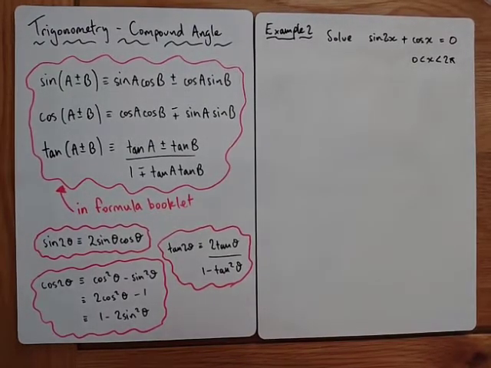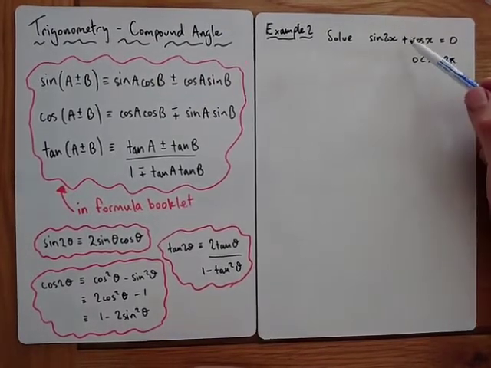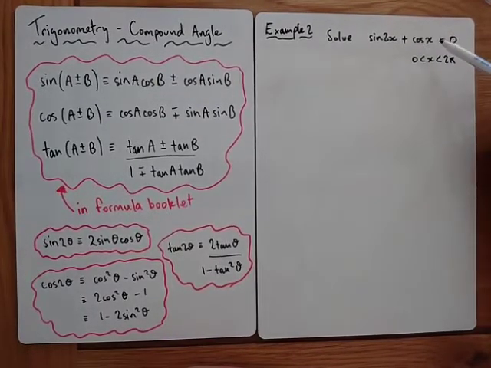In this video, we're going to look at a couple of exam style questions on using these new identities. And we're going to start with example 2. The question says solve sine 2x plus cos x equal to 0 within radians between 0 and 2 pi.